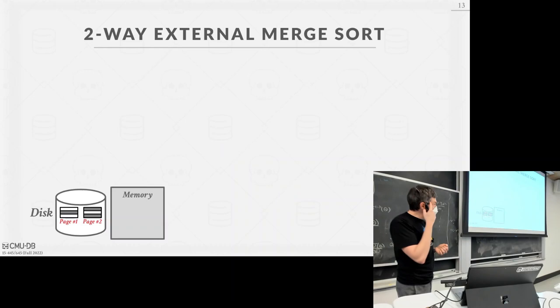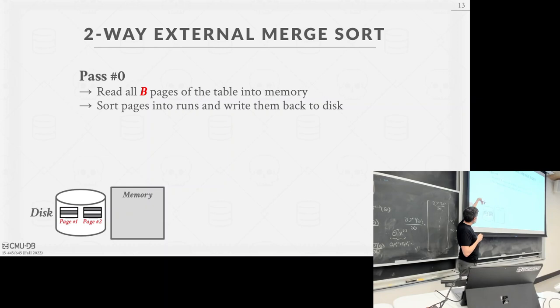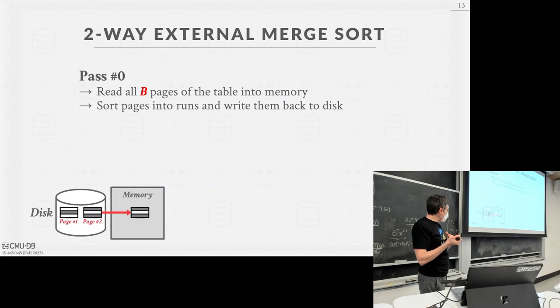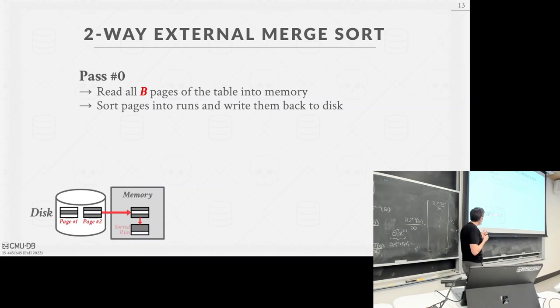So we have our database on disk. We just have two pages, and then we have some space in memory. In pass zero, we're going to read all B pages from the table into memory and then sort them into runs of the original page size and then write them back out to disk. So assume we can only bring in one page of memory at a time. We're actually going to need one page for the input and one page for the output buffer that we're going to then write out. So in this case, I'm going to bring in this page, sort it, and then write it back out to disk.